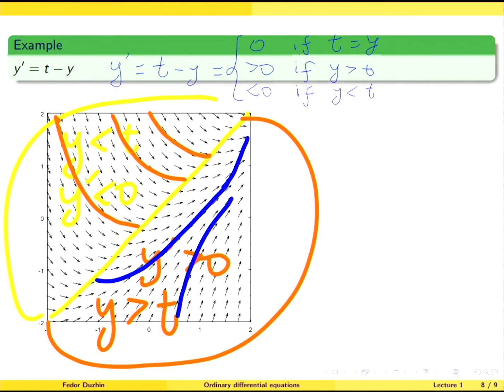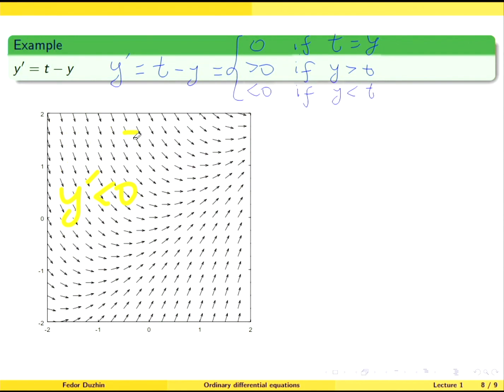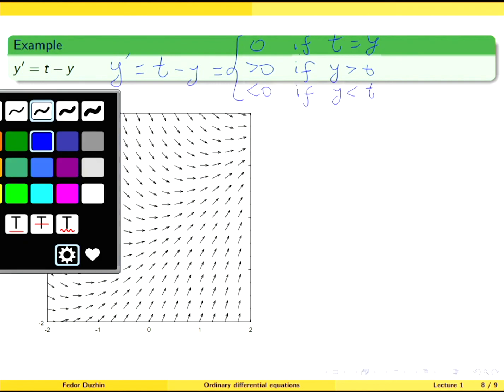Well, but it is actually a little bit more complicated. Right? So let me erase this and show you another feature of this very interesting differential equation.